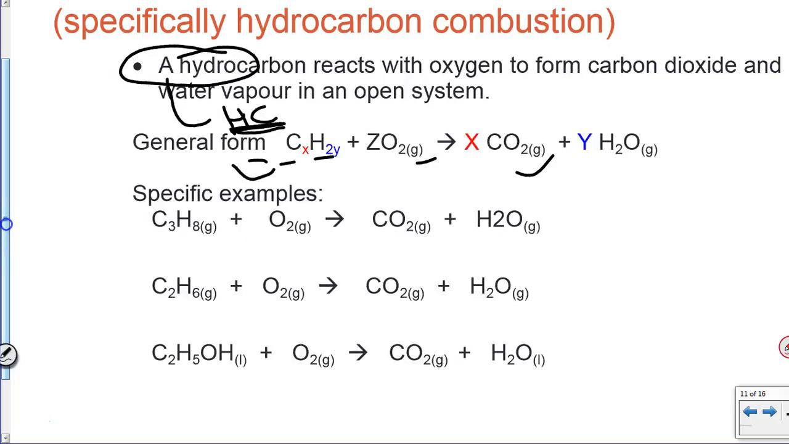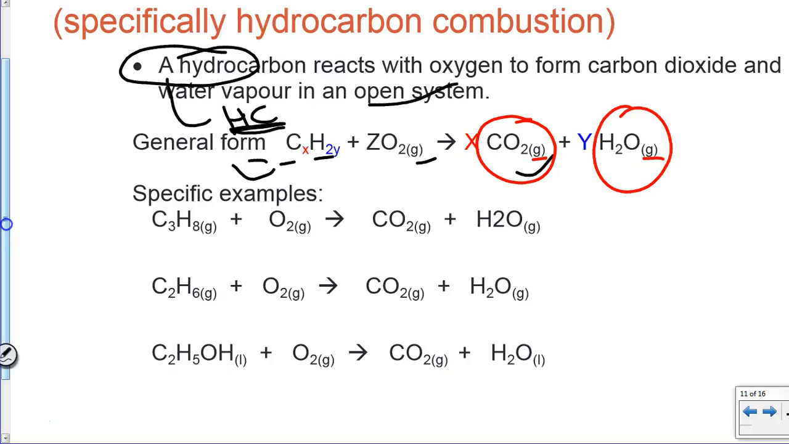Any hydrocarbon will react with oxygen to burn. And they will always make the exact same thing. They will always make carbon dioxide as a gas and water vapor as a gas.